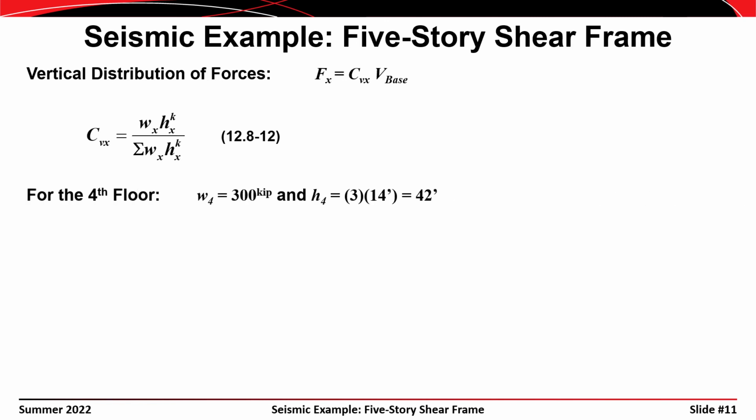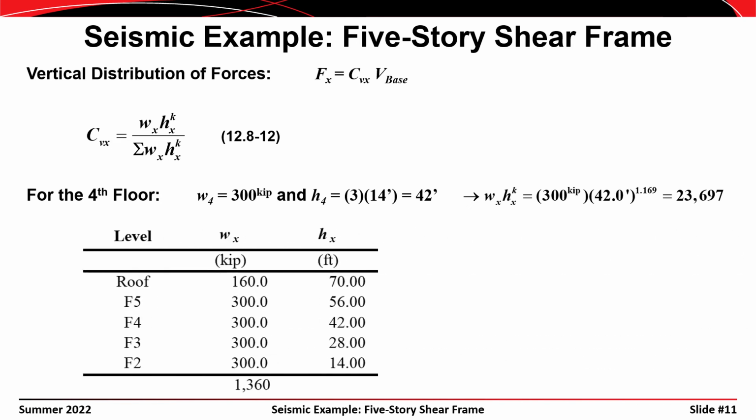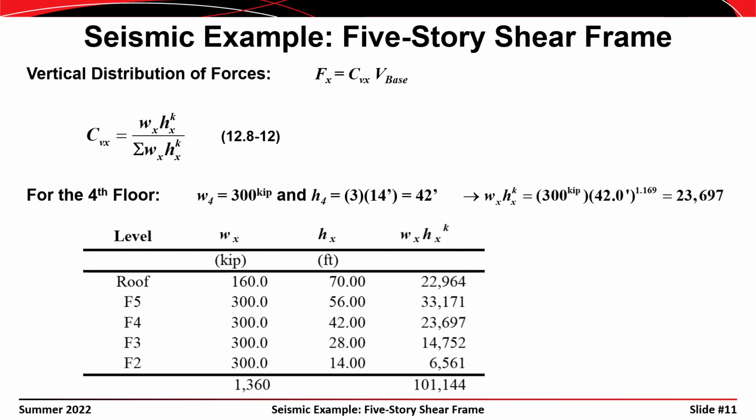If we consider the fourth floor as an example, the weight of the fourth floor is 300 kips. The height of the fourth floor above the ground level is 42 feet. So we can calculate W sub x times H sub x to the kth power is equal to 23,697. We can do that for the other remaining levels in the structure. If we take the summation of all of those values, we find that the summation of W sub x times H sub x to the kth power is 101,144.